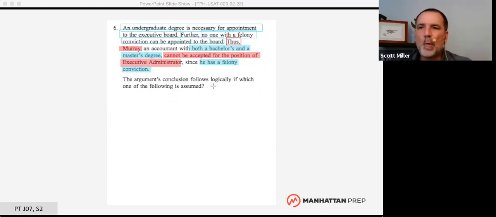Okay, so what is the problem with this argument? Right? What's wrong with this argument? So an undergraduate degree is necessary for appointment to the executive board, but no one with a felony conviction can be appointed to the board.